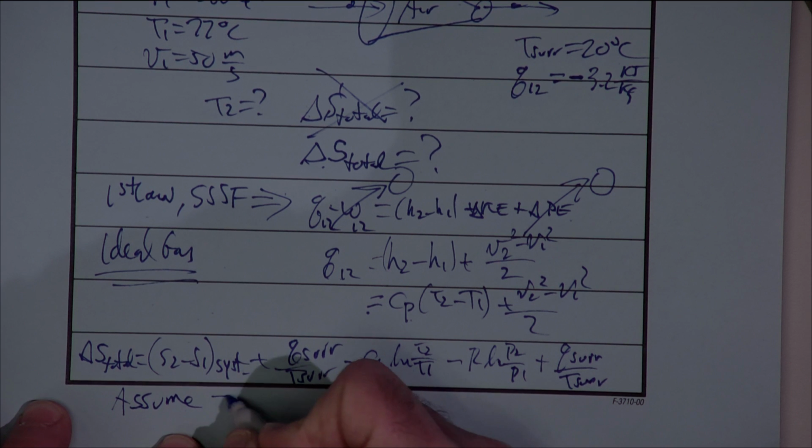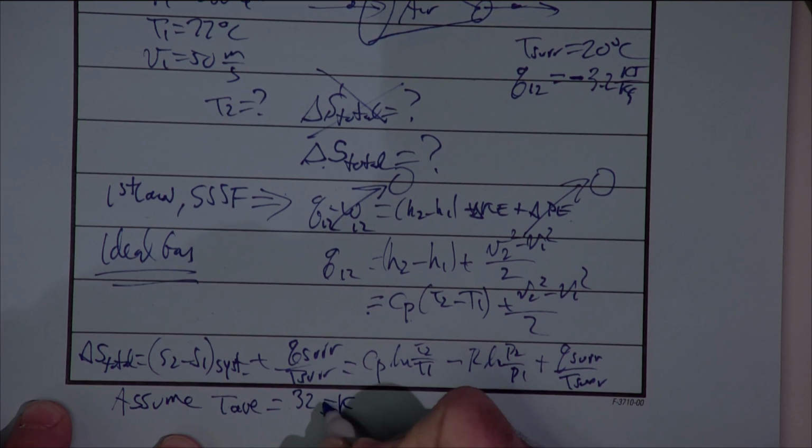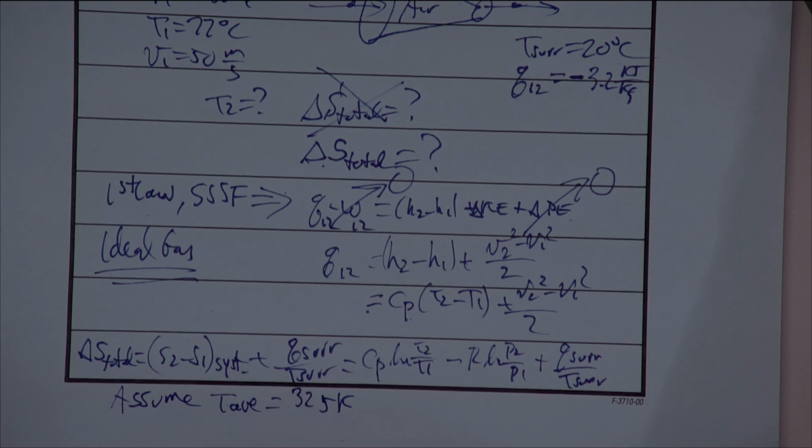perhaps a little bit higher. Let's assume that the average temperature is 325 Kelvin. 325 Kelvin would correspond to about 50 degrees Celsius. So maybe we'll start at 77, maybe we'll end close to 25, and the average will be somewhere around 50, which is 325 Kelvin, and that's hopefully where we're going to end up.